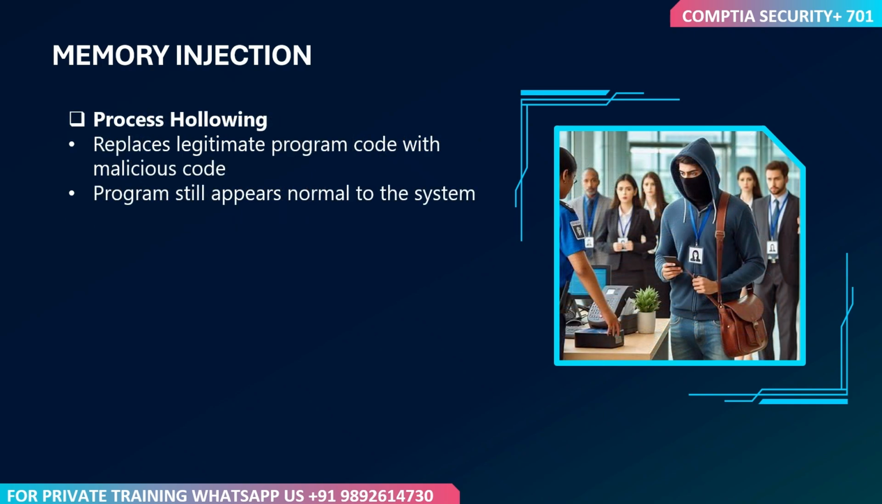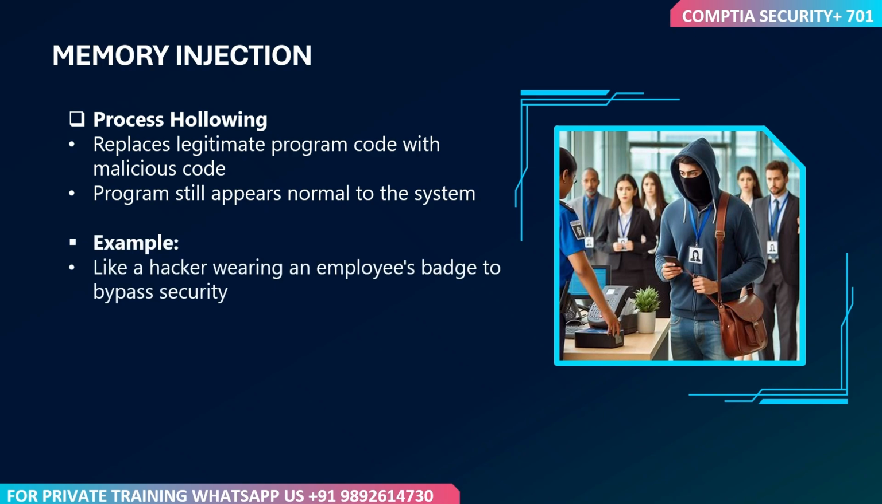Now let's look at another memory injection technique, which is process hollowing. This technique replaces the code of a legitimate program with malicious code while keeping the program's appearance intact. For example, imagine a security guard checking employee ID badges at the office entrance. A hacker might replace an actual employee but wear the same badge. The guard won't notice the change and the hacker gains entry. Process hollowing tricks the operating system in the same way.